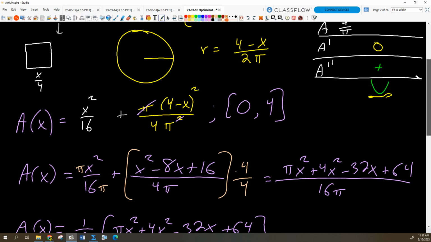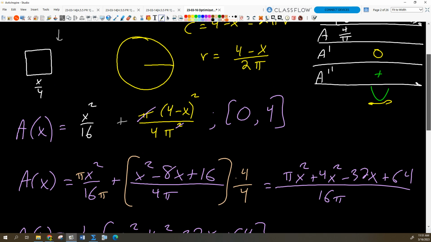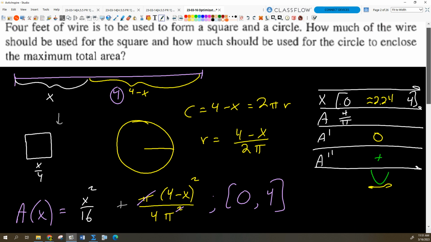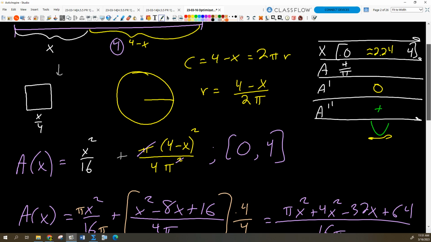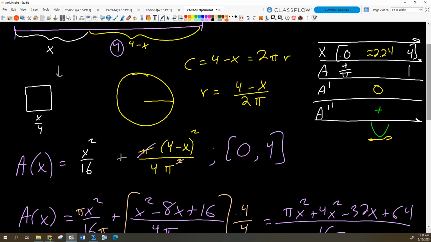Okay, if I use the other endpoint where x is 4, what's going to happen then? Well, then the yellow term goes away, right? Because I get 4 minus 4 is 0, and I just get 4 squared over 16, which is 1. Okay, which is bigger, 4 over pi or 1? 4 over pi, right? Because 4 is bigger than pi.